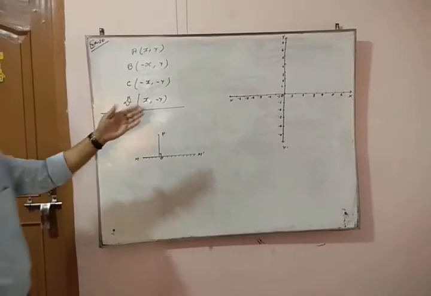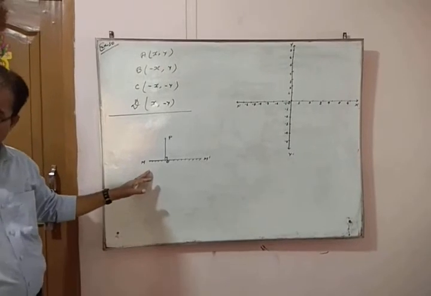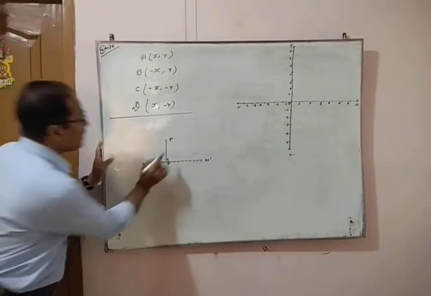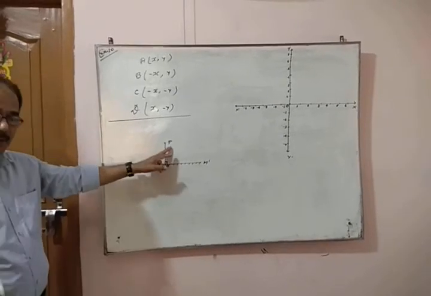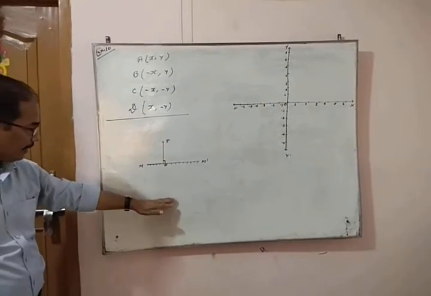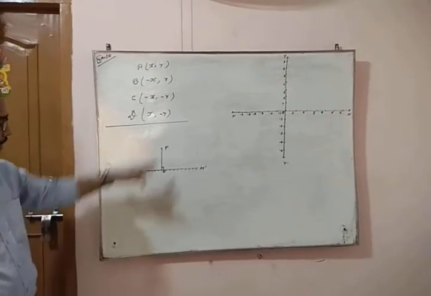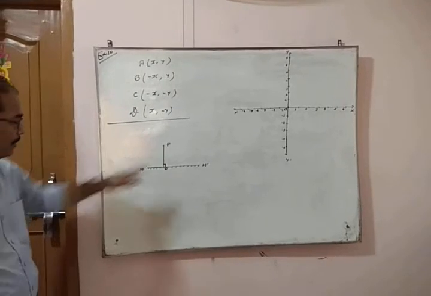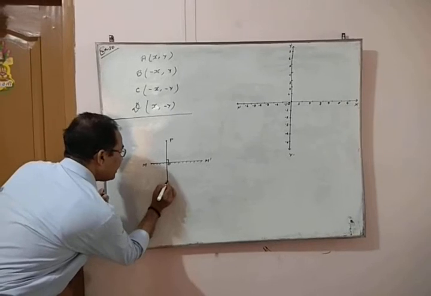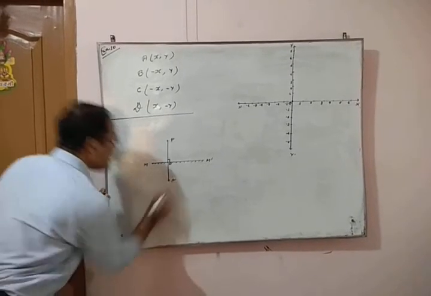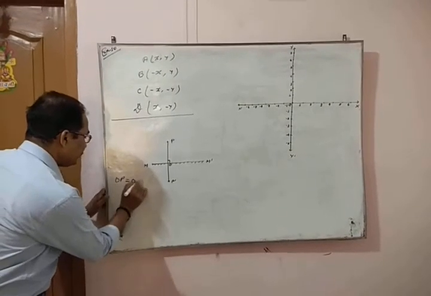Before starting the chapter reflection, you see the phenomenon. All of you know, it is noticed, when an object is placed in front of a mirror, the image of the object is formed just behind the mirror, as far as the object is from the mirror. So the image of this object P will fall just behind the mirror. This is the image of the object, P'. It means OP equals OP'.